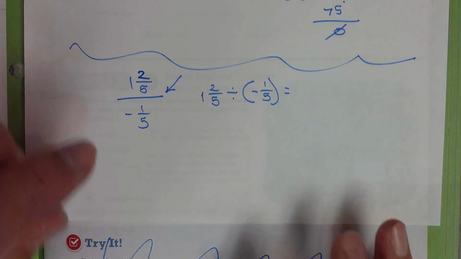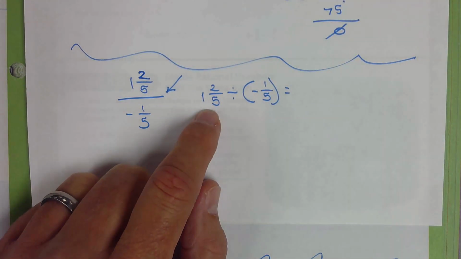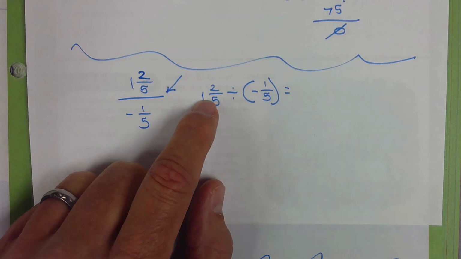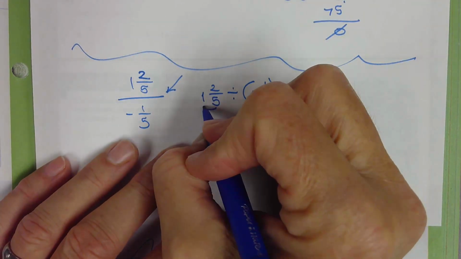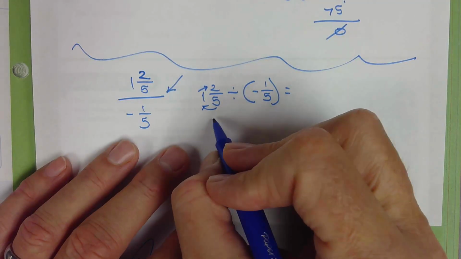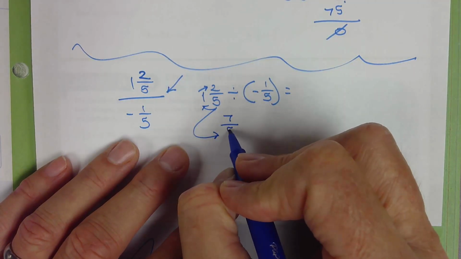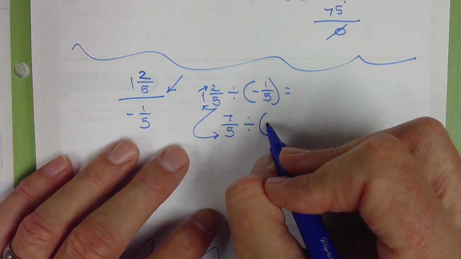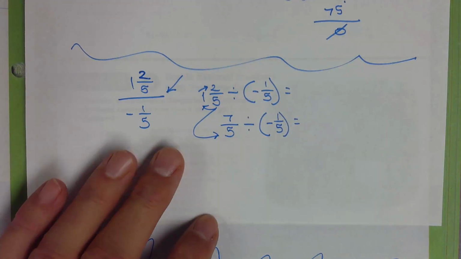Equals. Now, in this case, and I didn't talk about that in the lecture I gave you guys 10 minutes ago, remember this is a mixed number and we need to change it into an improper fraction. So that would be 5 times 1 is 5 plus 2 more is 7. And so that would be 7 over, and the denominator stays the same, over 5. Divided by, and I'll put it in parentheses so it's not confusing, a negative 1/5 equals.